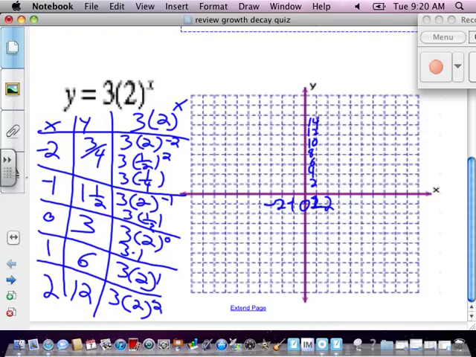Okay. Then I'm going to plot the points. At -2, I'm at 3/4. At -1, I'm at 1 1/2. At 0, I'm at 3. At 1, I'm at 6. And at 2, I'm at 12.